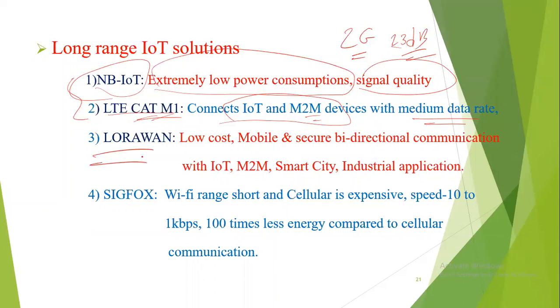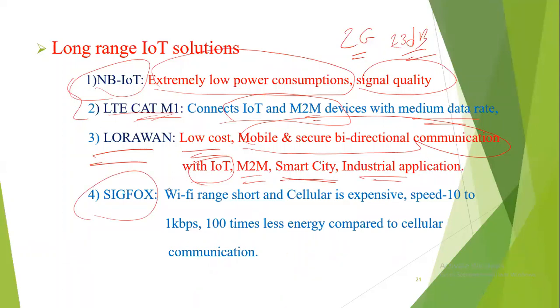Then the third one is LoRaWAN, long range wide area network, which again has low cost and also provides mobile and secure bidirectional communication. Bidirectional communication is important in the Internet of Things. Then for machine to machine, smart cities and industrial applications, this LoRaWAN protocol can be used.